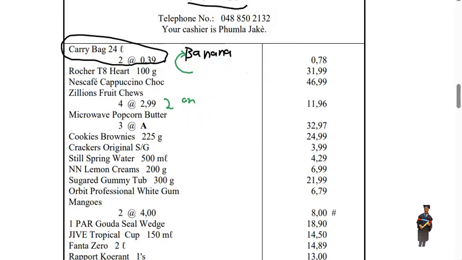I hope you understand this, ladies and gentlemen. It is very, very important to understand this. Okay, so we have 2 carry bags, and each one costs 39 cents. You can see, when we calculate, we are going to count the number for those items which have this 2 at the price. Okay, we are going to calculate the number. So how many carry bags do we have? We have 2, so we are going to say 2 here.